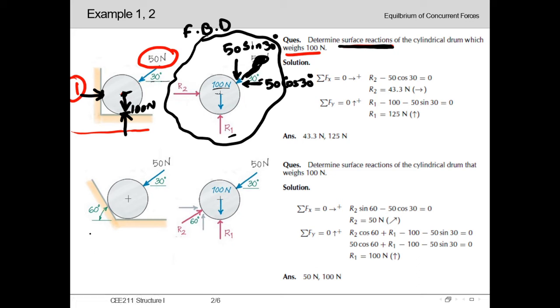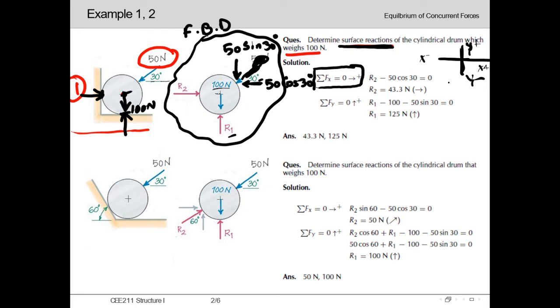So firstly, we are going to implement our first condition, which is summation of Fx equal to 0. While considering the global coordinates, x is positive rightward, x is negative leftward, y is positive upward, and y is negative downward. So the forces acting rightward will be positive, and forces acting leftward will be negative. Forces acting upward will be positive, forces acting downward will be negative.